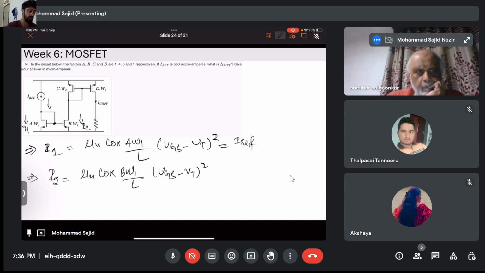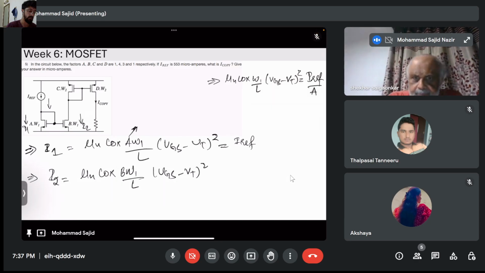So that means I will just write here mu n Cox W by L (VGS minus VT) whole square will be equivalent to I reference by A. I hope this is understood. Just divide I reference by this A term to get this term.